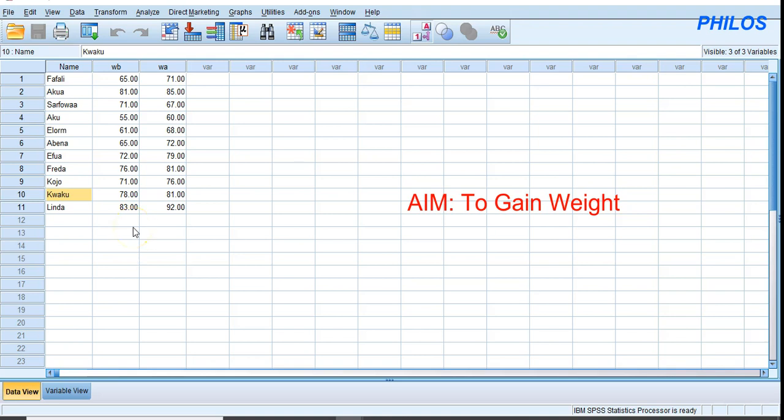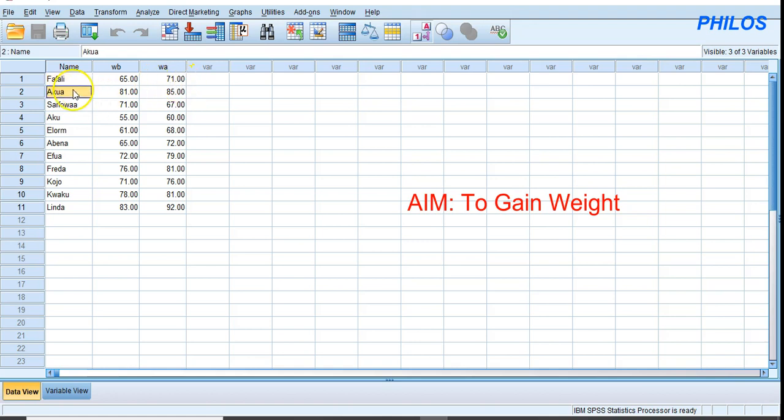So I decided to collect samples of 11 students who took the Herbalife product for gaining weight. If you look at the second column, which is WB, that is weight before the Herbalife product. And then the third column is weight after Herbalife product. And then the first column is the name of each respondent. The first respondent's name is Fafali, and her weight before taking the Herbalife nutrition was 65 kg, and her weight after taking the Herbalife nutrition is 71 kg.